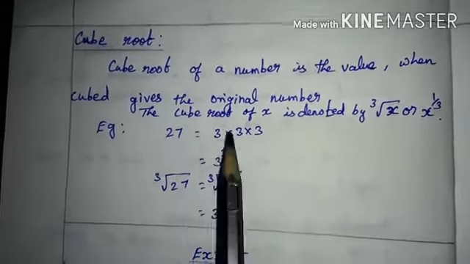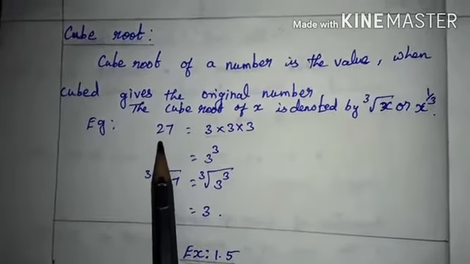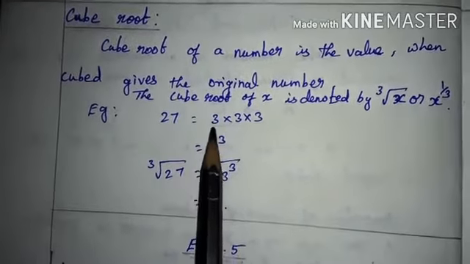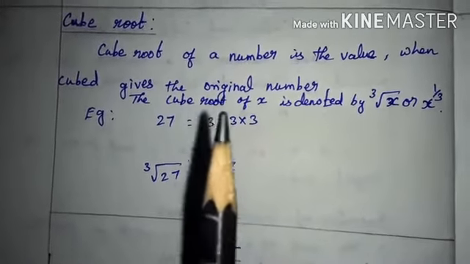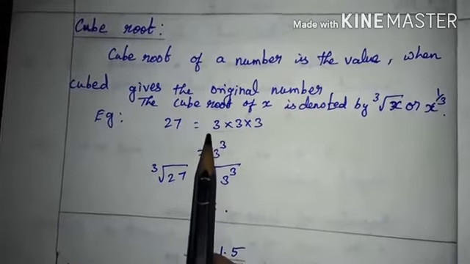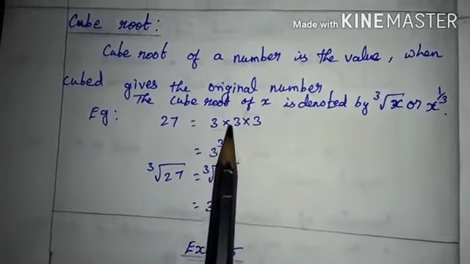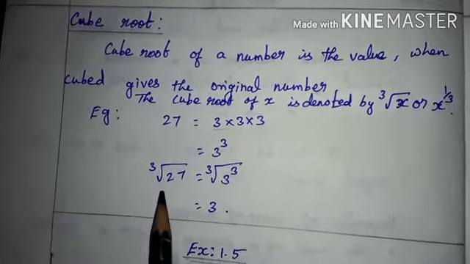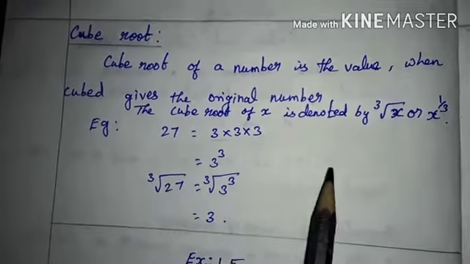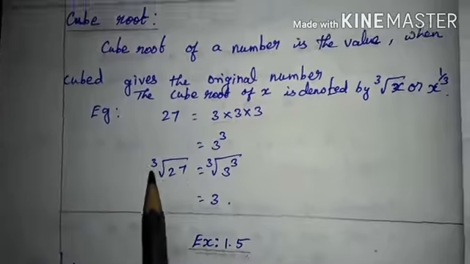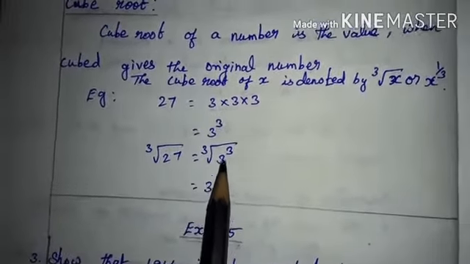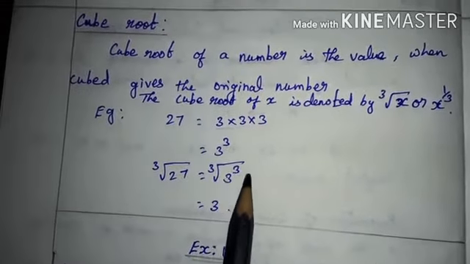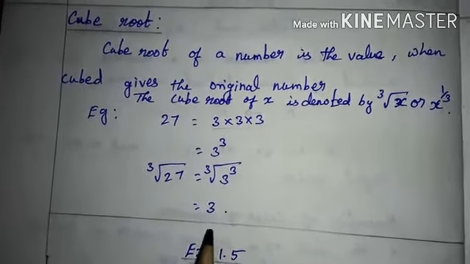To find the cube root, let's consider the example 27. First you have to write the prime factors of 27, that is 3 into 3 into 3. To find the cube root, you have to group the factors in threes. That is 3 into 3 into 3 becomes 3 cube. After grouping the factors, you take the cube root on both sides. We get cube root of 27 equal to cube root of 3 cube. When you remove the root, the power also gets cancelled and we get the answer as 3.